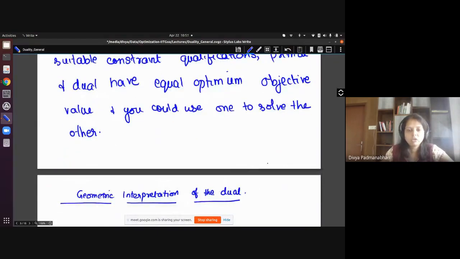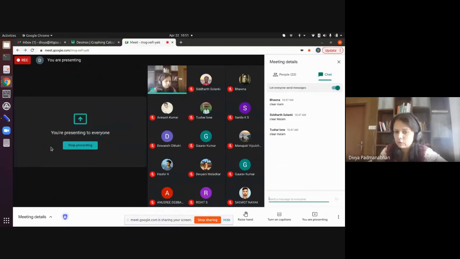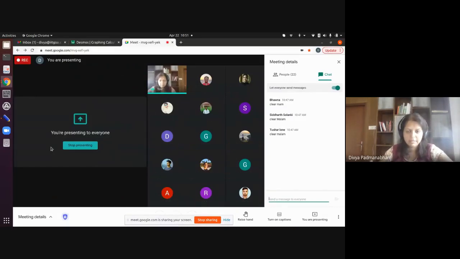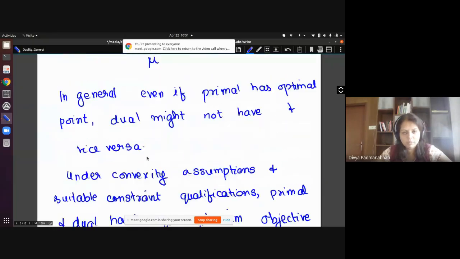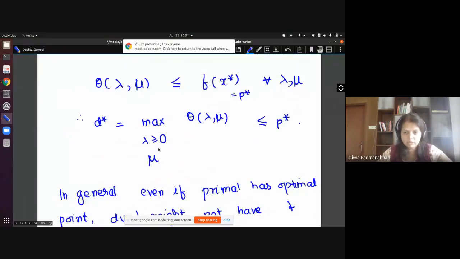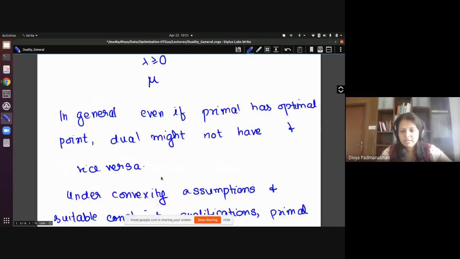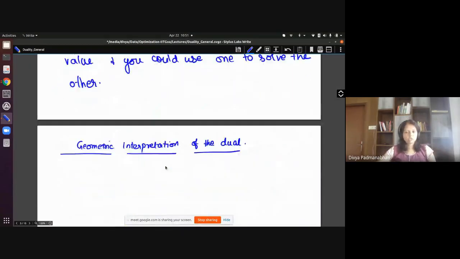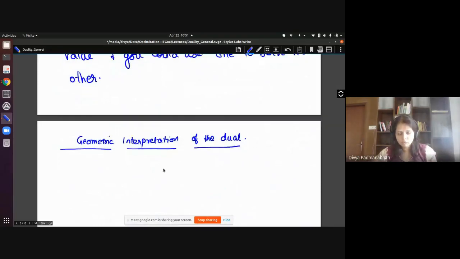So is this clear? We will see some examples of how to write the dual in some time. But I hope this two-stage problem is clear, what we're trying to do. I'll also give you a geometric interpretation of this before we move on to some examples.